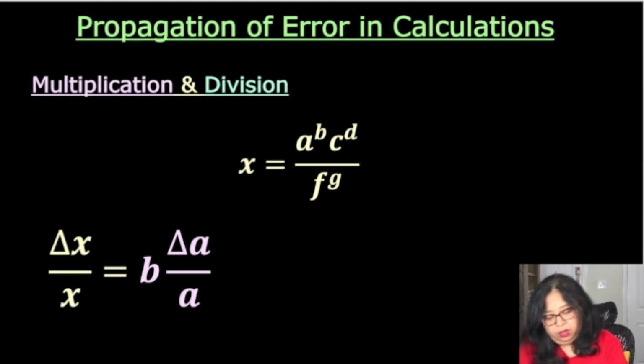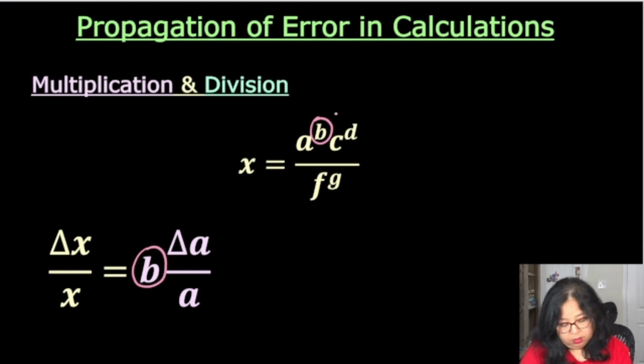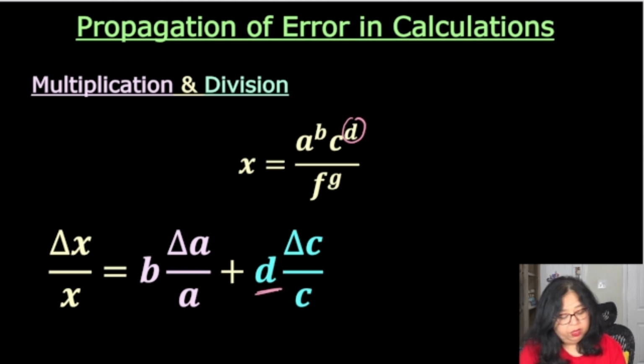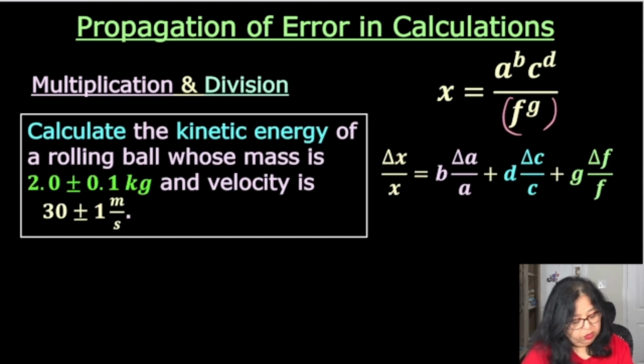This power comes out and multiplies the fractional error in a, where b is the power of a. Similarly, this power of c, which is d, comes out and multiplies the fractional error in c. And f to the power g, which is in the denominator, even this comes up as a plus sign, and its power multiplies the fractional error of f.